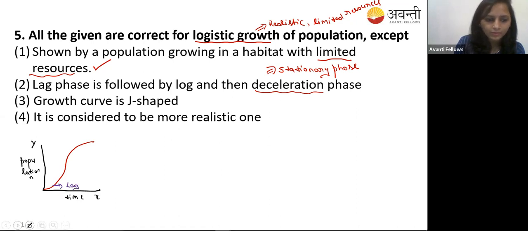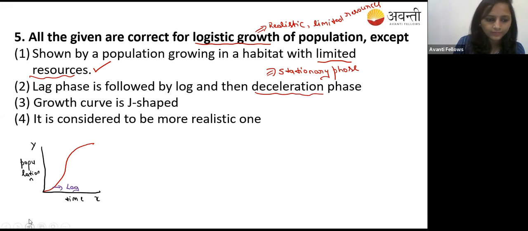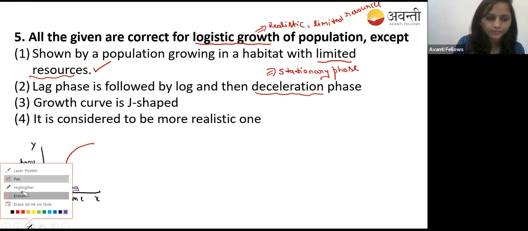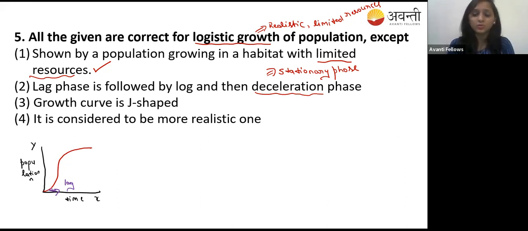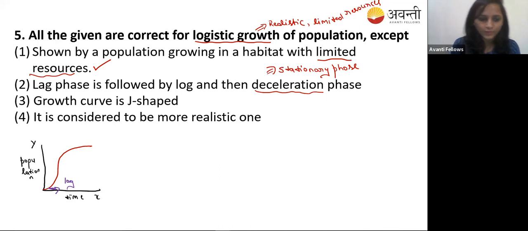So it will be like this. At the start it begins with a very slow process, so we call it the lag phase. Remember, lagging means slow. If a person is walking very slowly, we say, why are you lagging, lagging behind, right? So the lag phase will be slow.